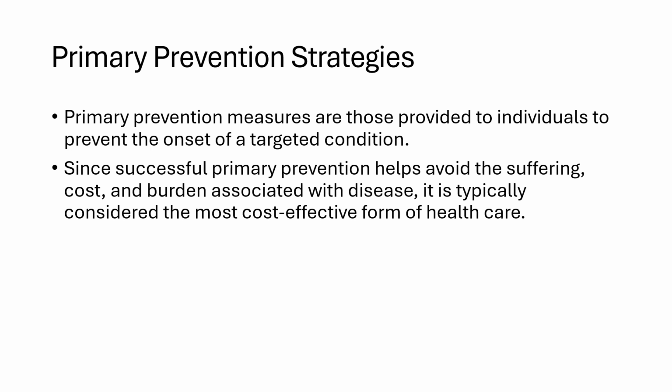Primary prevention measures are those provided to individuals to prevent the onset of targeted conditions. Since successful primary prevention helps avoid the suffering, cost, and burden associated with disease, it's typically considered the most cost-effective form of healthcare.